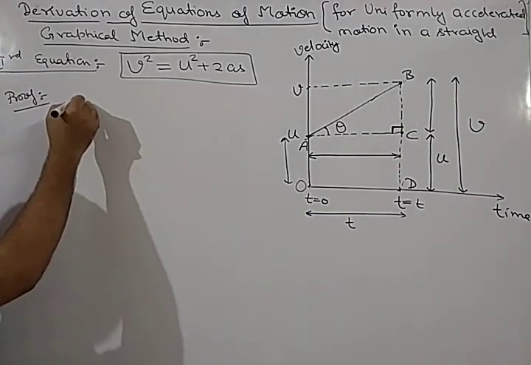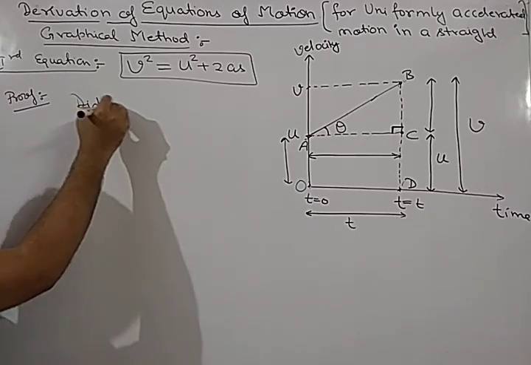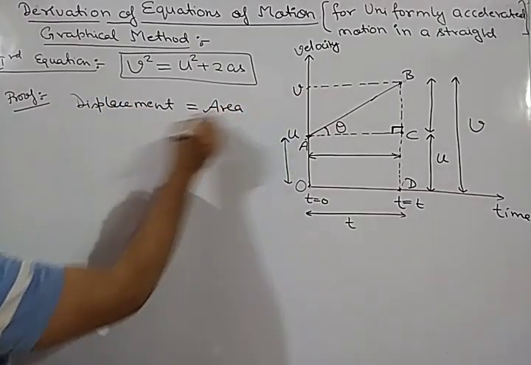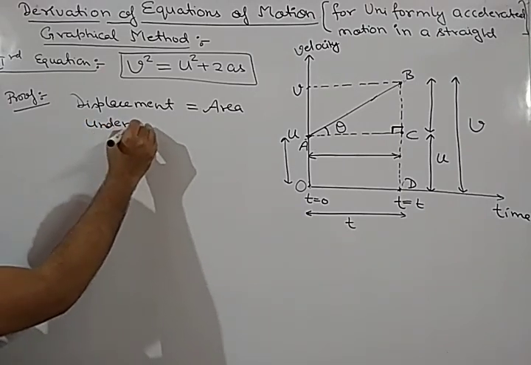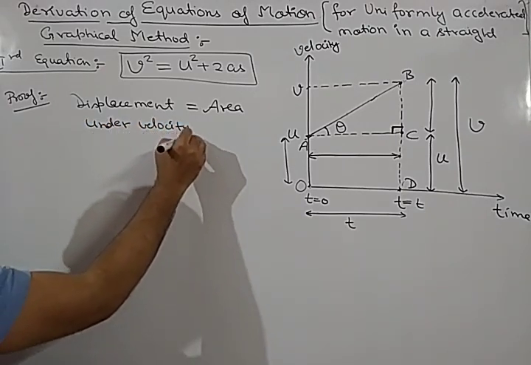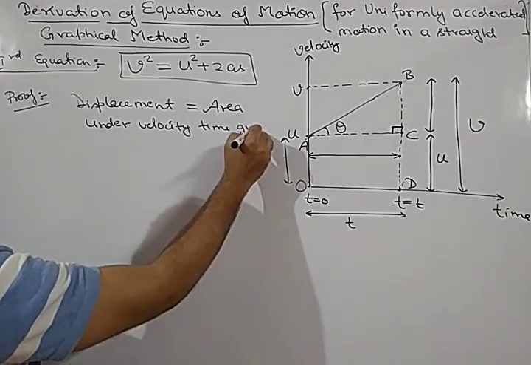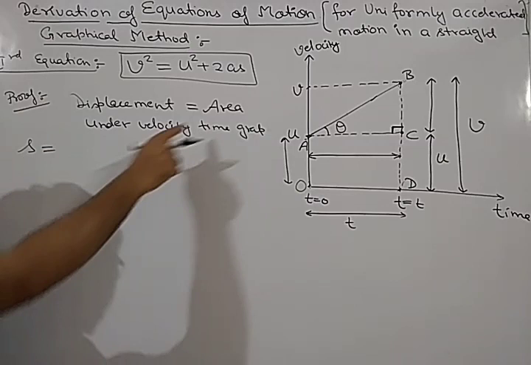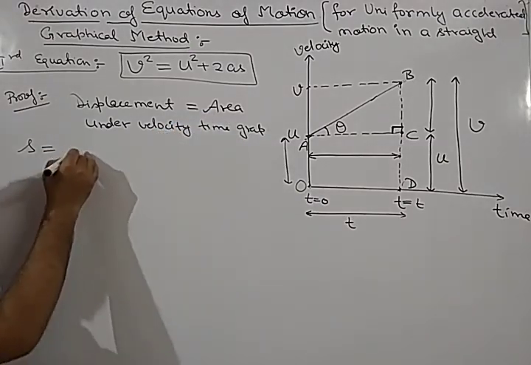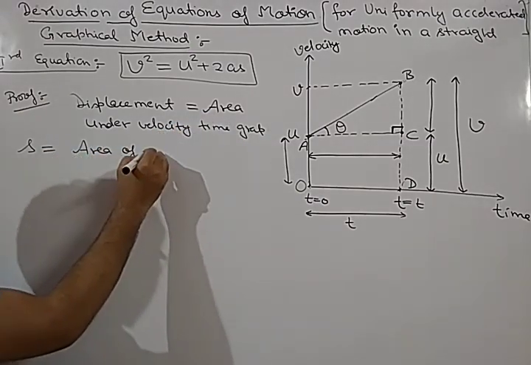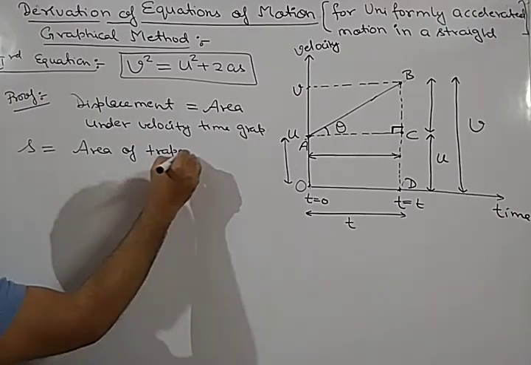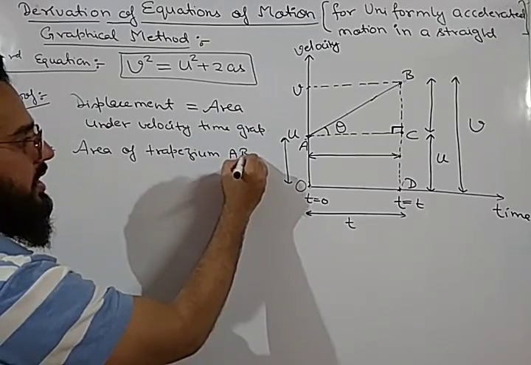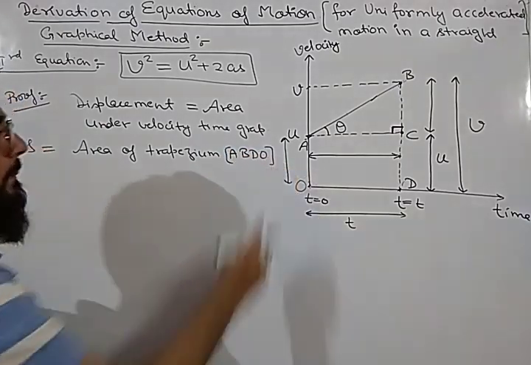So if we find a displacement, then displacement is equal to area under velocity time graph. Okay, so what is displacement? It is denoted by S. And what is area under velocity time graph? It is area of figure, or we can write trapezium, area of trapezium ABDO. This is ABDO. This is our figure ABDO.